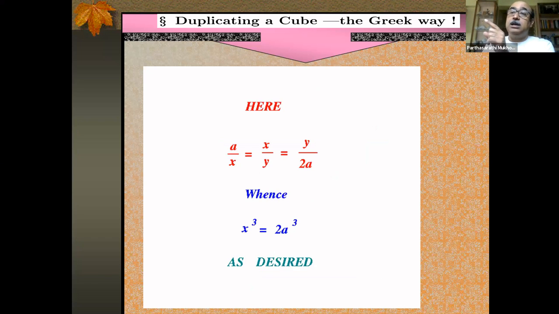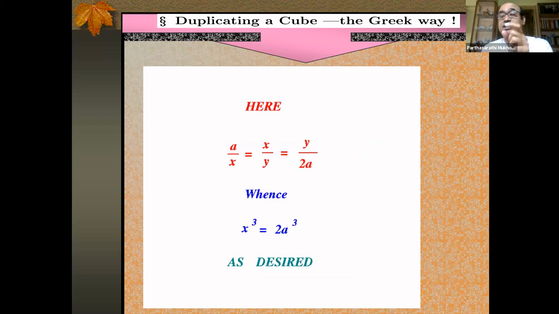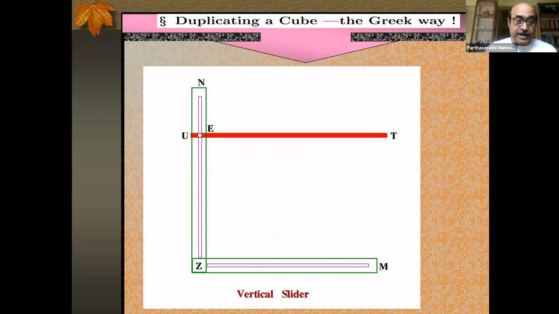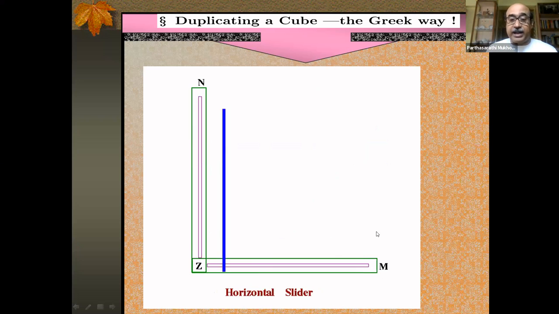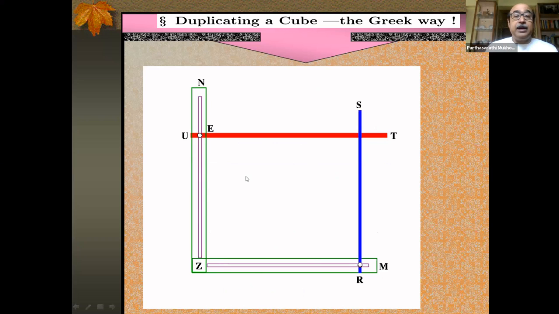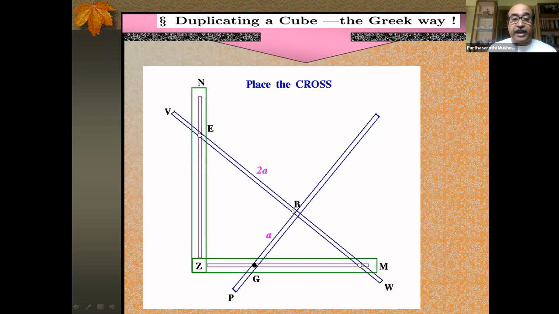I repeat, a is the given side. I want a cube which is double the volume of it. So its volume should be 2a cubed. So I want an x such that x cubed is equal to twice a cubed. I want to construct that x, get hold of the length x. And this is the machine suggested by Archimedes. So you see, this is a kind of slider. These are two horizontal and vertical sliders that can move freely through these hinges. And this is a thing that you make first. There's a right angle. This is the length BG, the required length a. And this is exactly twice of that, twice a.